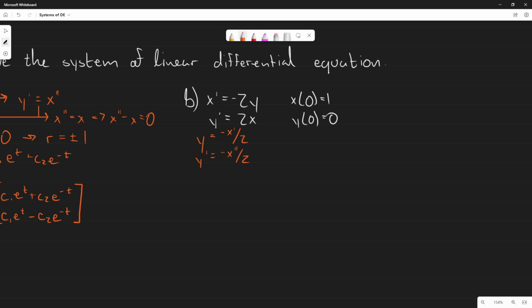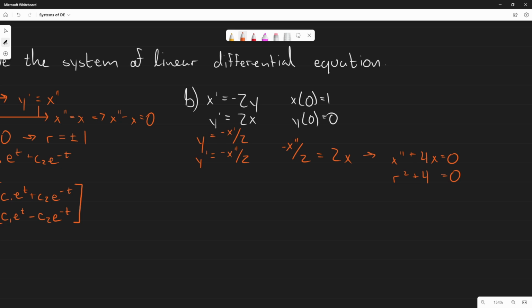And so when we plug that in, we get that negative x double prime over 2 is equal to 2x. Do a little bit more fiddling around with algebra, and we get the equation x double prime plus 4x is equal to 0. So we have our second order differential equation. We can use the characteristic equation. The characteristic equation will give us r squared plus 4 equal to 0.